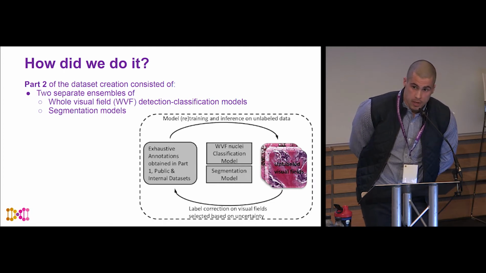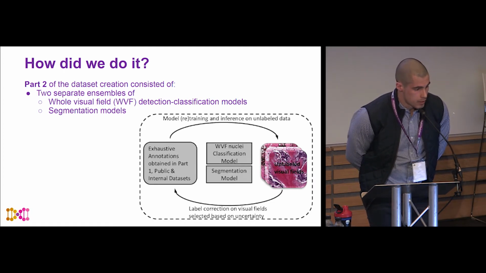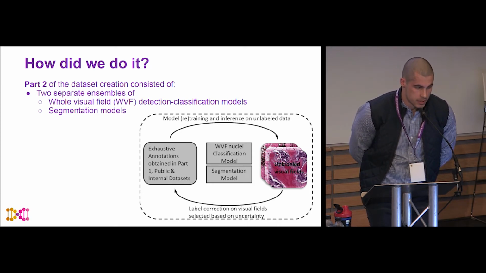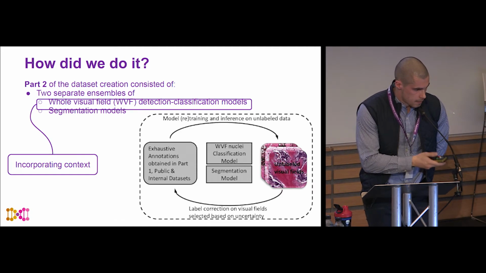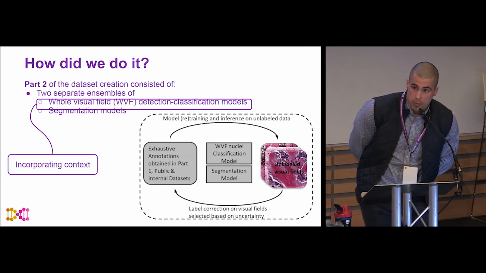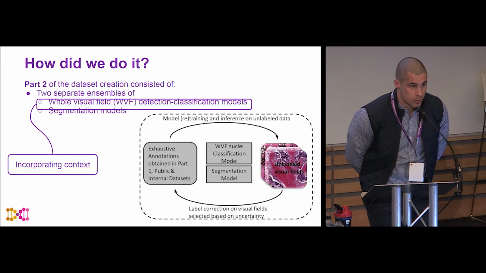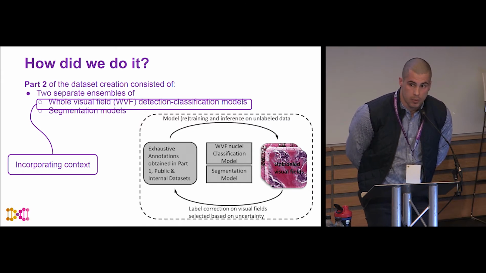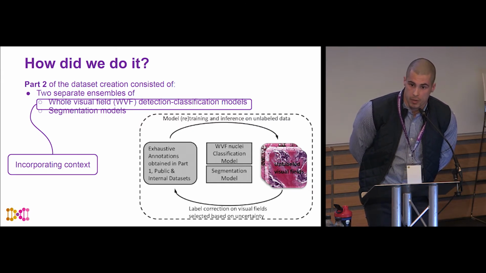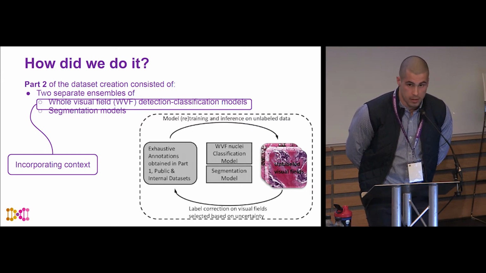In part 2, once we've completed several iterations of part 1, we've created a new whole visual field detection and classification model, which was not a per patch classification model, but an encoder-decoder type network, which allowed us to incorporate context. And this is something that we found when speaking to pathologists, that they do take a look quite a bit at the surrounding nuclei whenever they're making a decision about the nuclei that they're looking at.